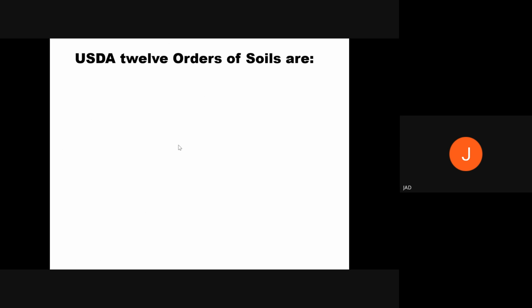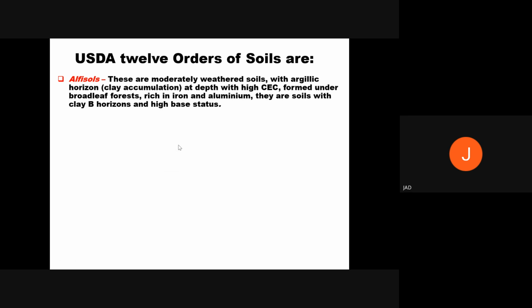So let's look at the USDA. In the case of the United States Department of Agriculture, they have about 12 orders. One of them is the oxisols, and these are predominantly soils with an argillic horizon. And what is an argillic horizon? An argillic horizon is defined as a subsurface soil layer characterized by significant accumulation of illuvial clay. So if a soil has these attributes, it can be described as an alfisol.